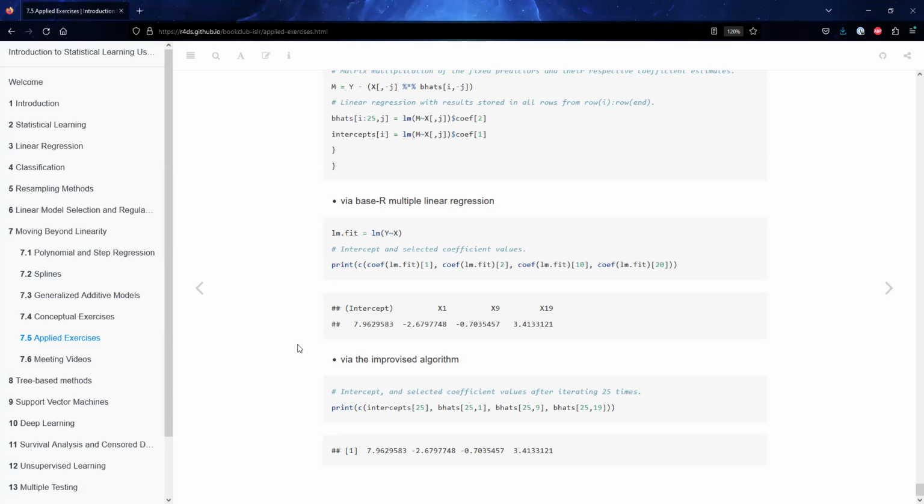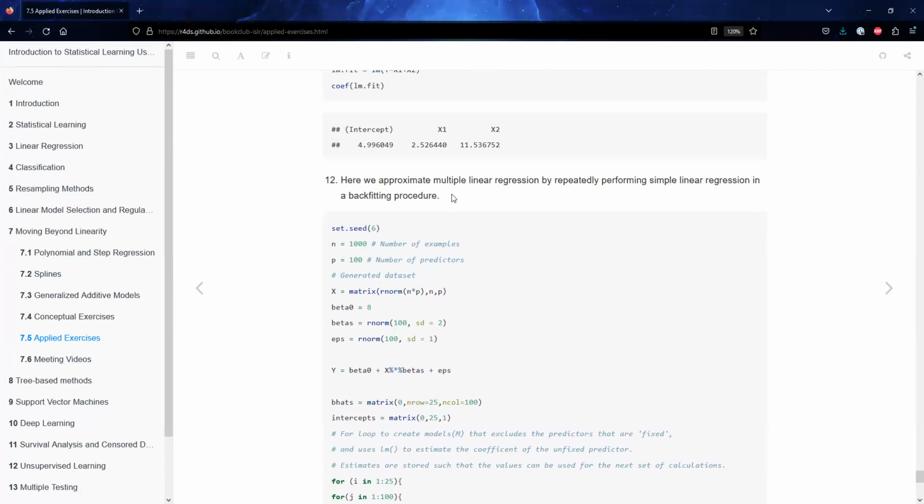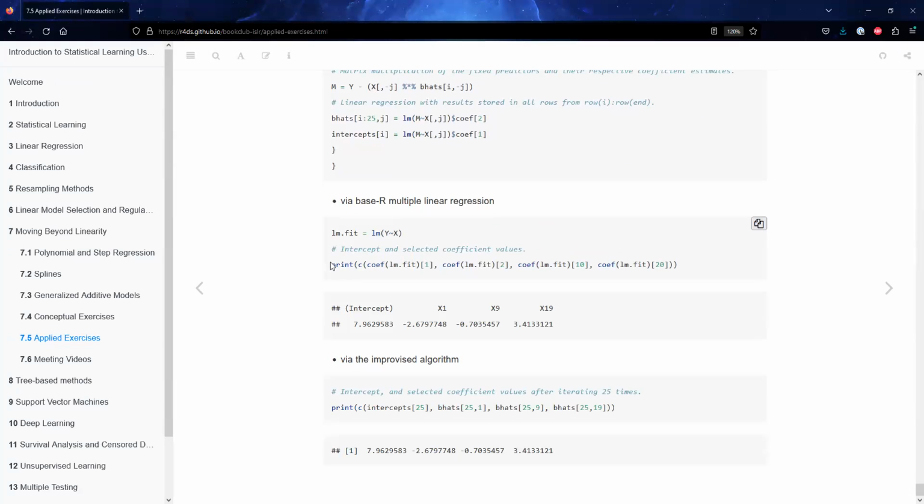So it's a curious computer programming exercise where you could perform multiple linear regression, but in a different way, just in case. And again, I think it's just in case you run into complicated calculations that take a long time. And that brings us to the end of chapter 7.